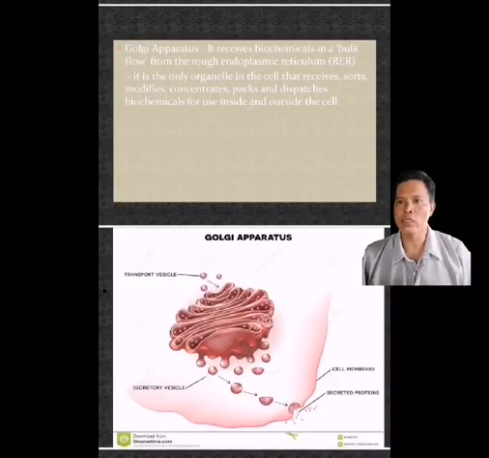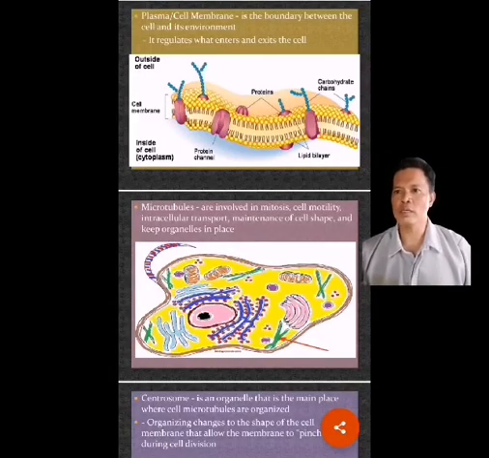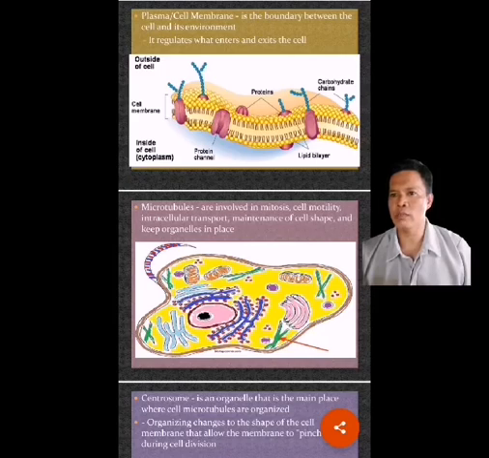And the next is the Golgi apparatus. It receives biochemicals in the bulk flow from the rough endoplasmic reticulum. It is the only organelle in the cell that receives, sorts, modifies, concentrates, packs, and dispatches biochemicals for use inside and outside the cell. And the next is the plasma, or the cell membrane. Is the boundary between the cell and its environment. It regulates what enters and exits the cell.